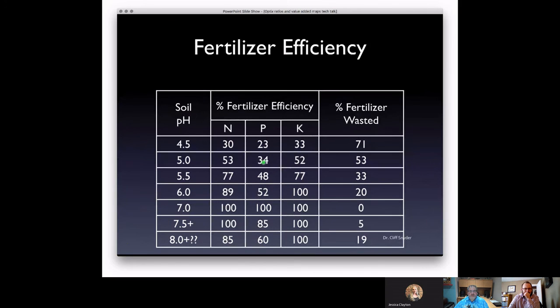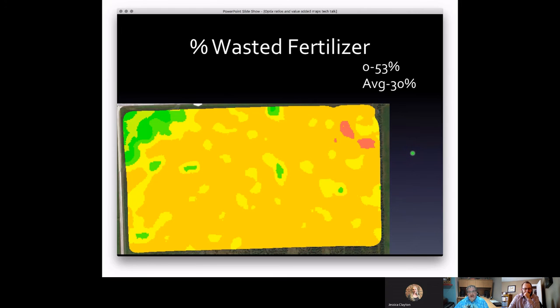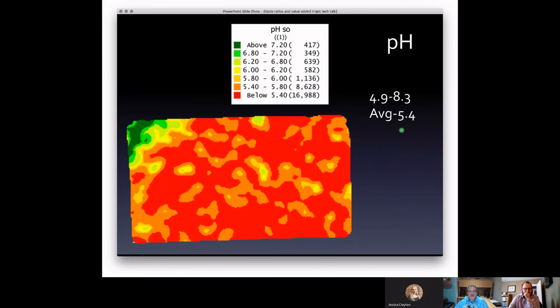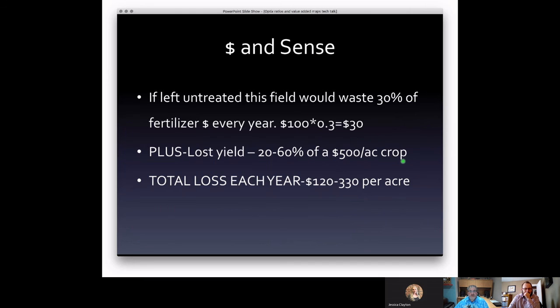So that's good. Then we look at fertilizer efficiency, and a guy looks at a chart like this and says, well, that really doesn't mean anything to me. Yeah, so what? I'm losing 53%. But then when you put that in a map, and this particular field, we range from 0 to 53% with an average of 30. Now, all of a sudden, it really makes sense to that grower, saying, hey, I'm losing value on a lot of my field. When you look at his pH, his average is 5.4 with a bottom end of 4.9 to a high of 8.3.